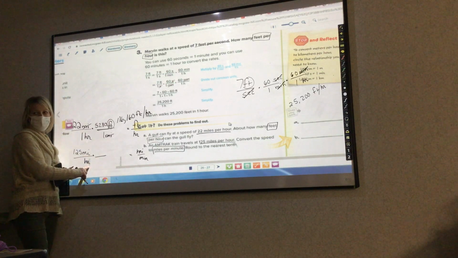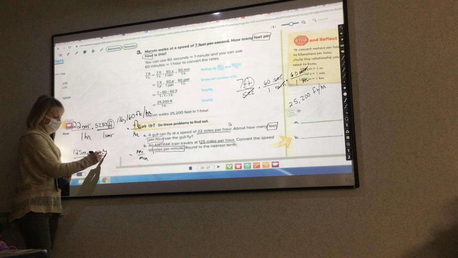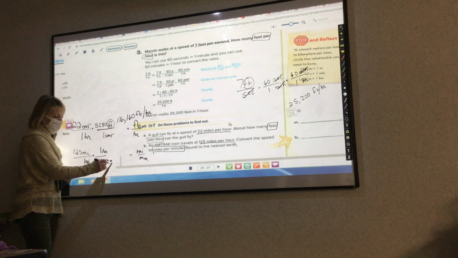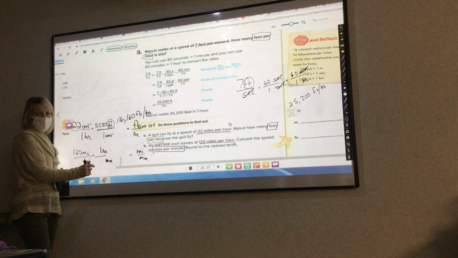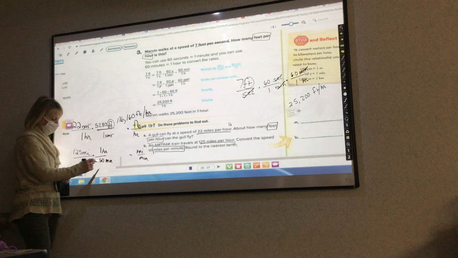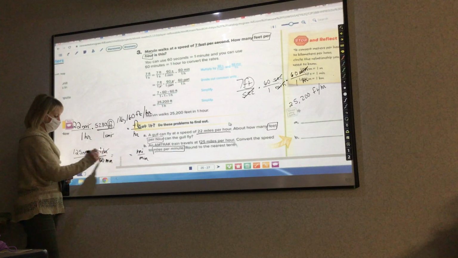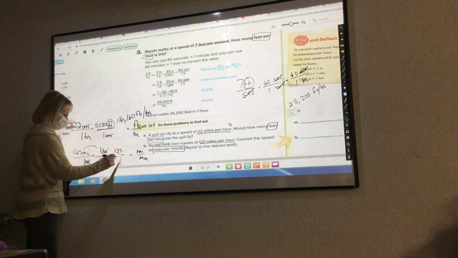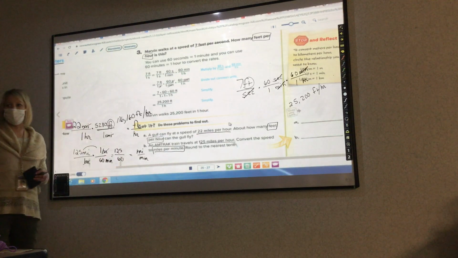The hour is on the bottom here, so the hour needs to be on the top. And what's going to be on the bottom? Minutes, because I'm changing my hours to minutes. It's whatever I'm changing it to. So in 1 hour, there are how many minutes? 60. So then I can cancel out my hours. Then I do my multiplication. 125 times 1 is 125. 1 times 60 is 60. So now I have 125 over 60.